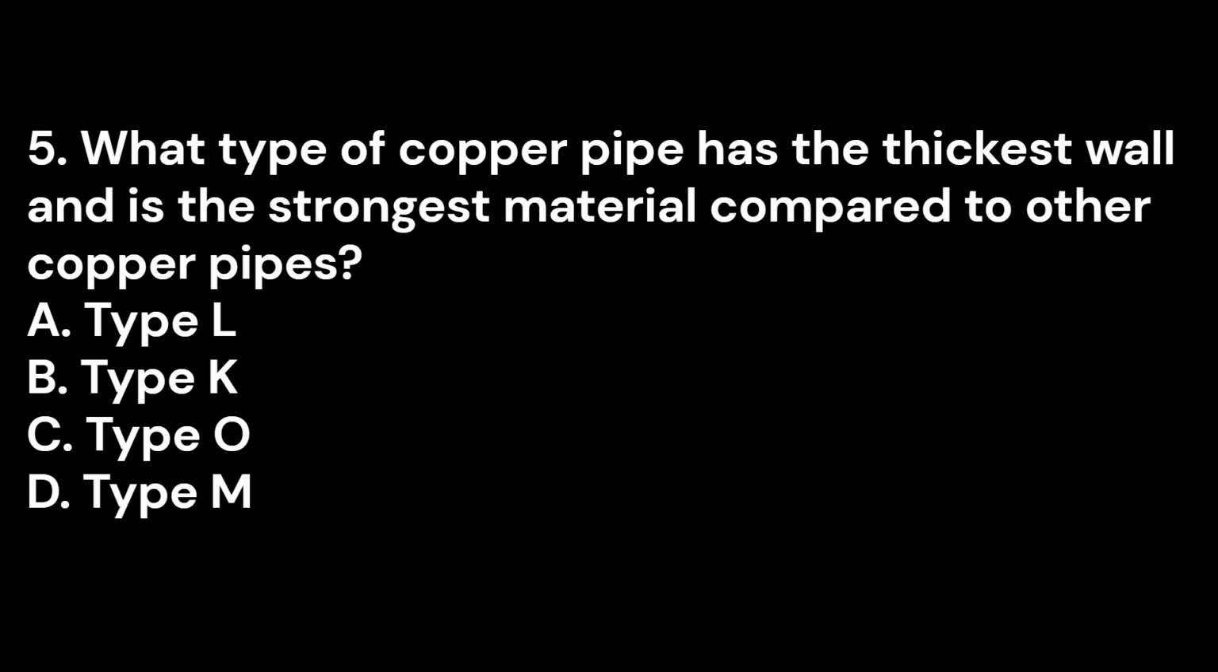Number 5. What type of copper pipe has the thickest wall and is the strongest material compared to other copper pipes? A. Type L. B. Type K. C. Type O. D. Type M.